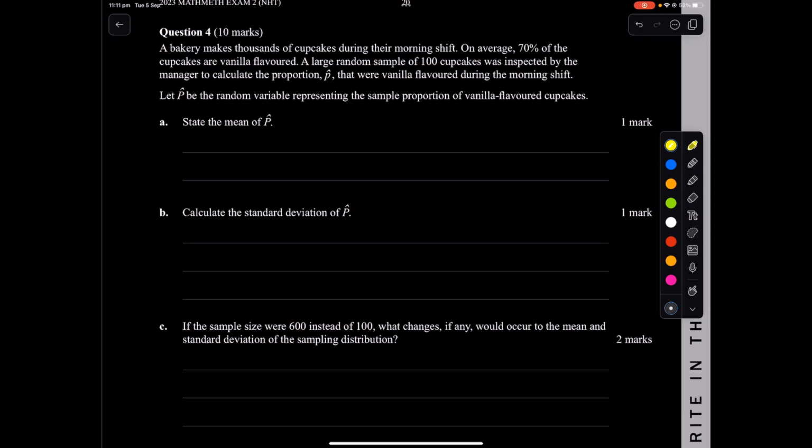Let P be the random variable representing the sample proportion of vanilla flavored cupcakes. State the mean of P. Okay, very nice. We know that the expected value of the sample proportion is just p, and our p value in this case is 0.7. It's this 70% here. Perfect. That was nice and easy.